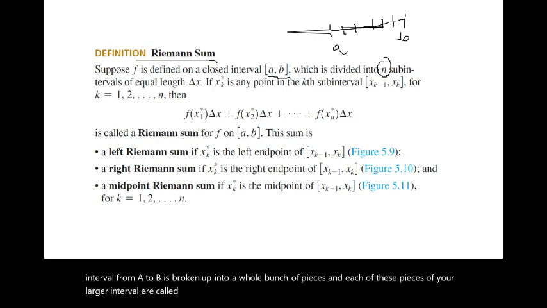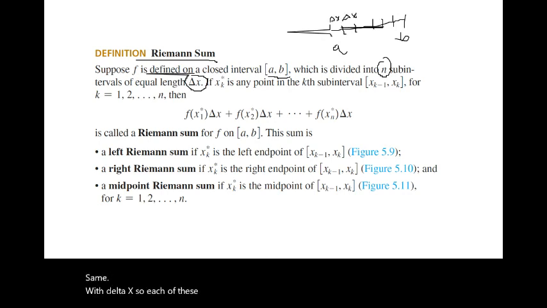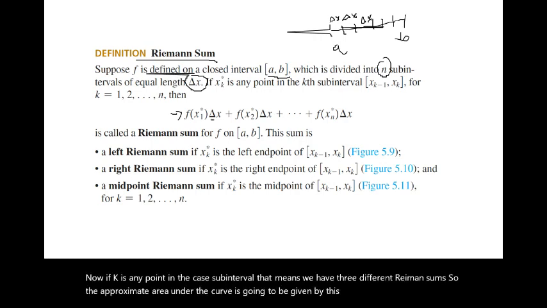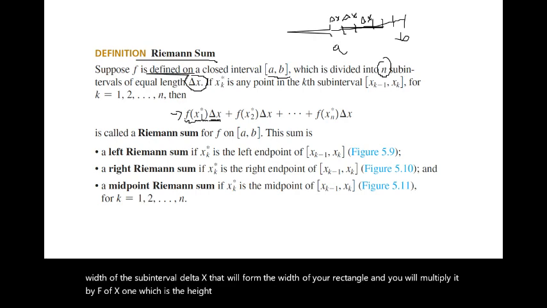And there are n of them, and each subinterval is of the same length, width delta x. So each of these subintervals is all the same width, which we are calling delta x. Now, if xk is any point in the kth subinterval, that means we have three different Riemann sums. So the approximate area under the curve is going to be given by this formula. So you will take the width of the subinterval delta x, that will form the width of your rectangle, and you will multiply it by f of x1, which is the height of the first rectangle.